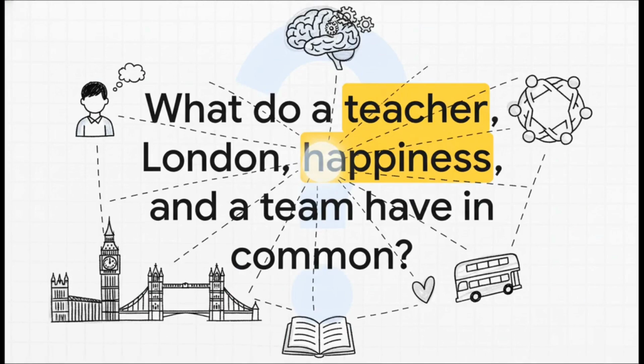Okay, let's kick things off with a little puzzle. What do a teacher, the city of London, the feeling of happiness, and a sports team all have in common? I mean, they seem totally different, right? But they all share one single critical job in our language. Stick with me because by the end of this, the answer is going to be crystal clear.